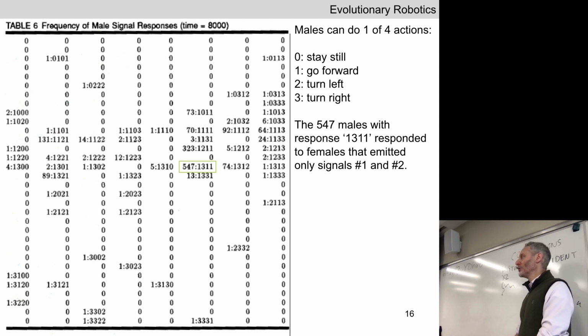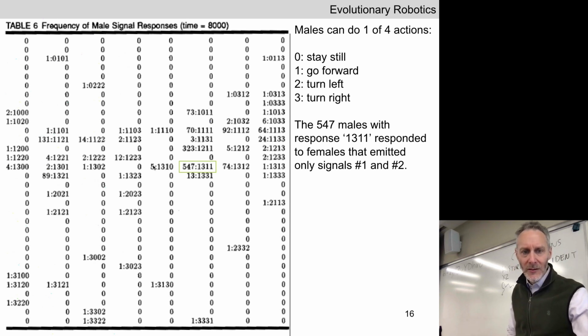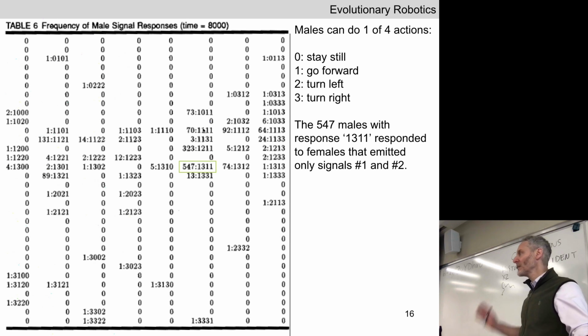Where are the males that ignore female songs altogether? Are they on here? What would the 4 digits to the right of the colon look like for the group of males that ignore what females sing? 1111. Does anyone see 1111 on here? Where is it? Here we go. Thank you very much. Right. So these males, no matter which of the 4 songs they hear, they always go forward. There's 70 of them.